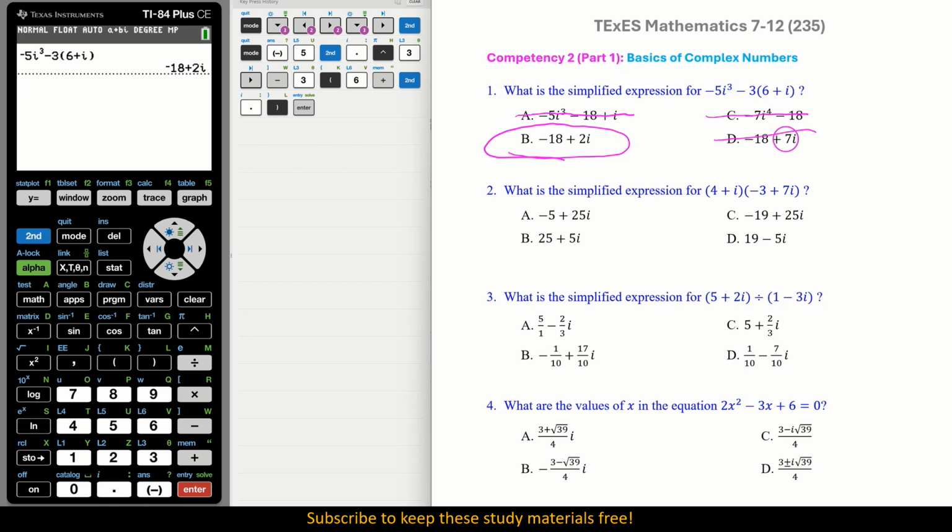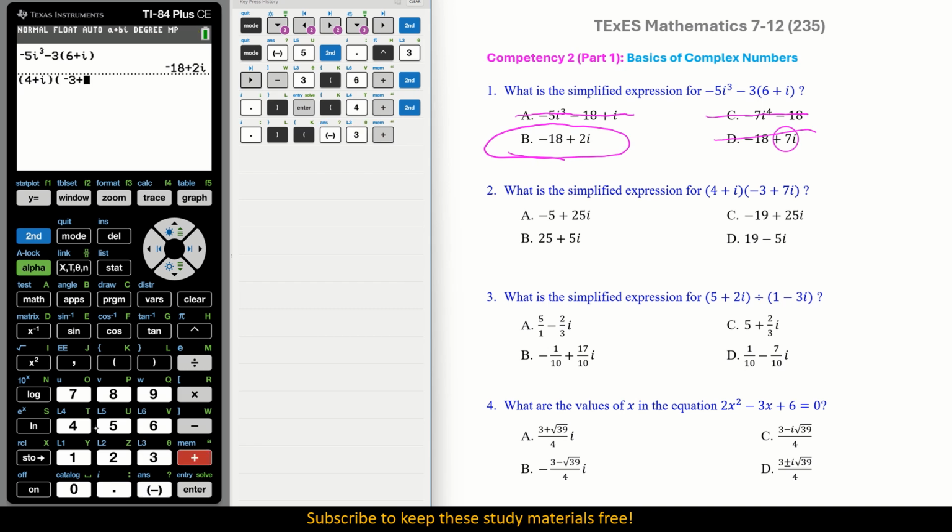Okay. All right. So now let's look at number 2. What is a simplified expression for? Okay, we have another one. We have parentheses 4 plus i and then parentheses -3 plus 7i. Same thing. Just type it in and you'll be fine. So parentheses, we have 4 plus second i, close parentheses, open parentheses, -3 plus 7, second i, and close and push enter. There we go. And it is correct, yes. And that would be C.